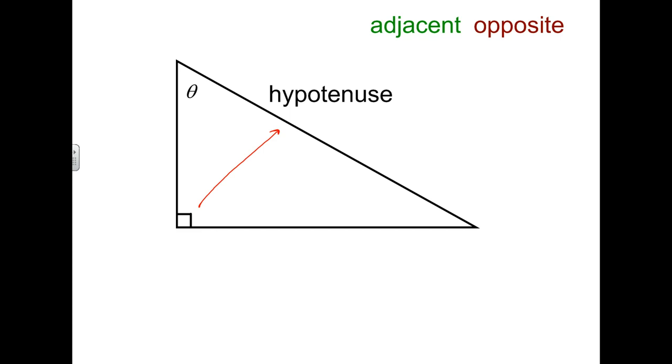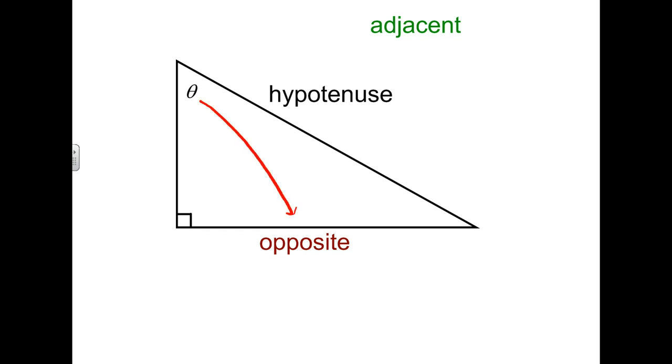The other two sides depend on where the reference angle is. If my reference angle, theta, is up at the top, then my opposite side is the one that's straight across from the reference angle. My opposite side is the one opposite the angle I'm using when I set up my ratios. And by process of elimination, this side over here is the adjacent side. Adjacent means it's touching the angle; it makes up one of the rays of the angle.